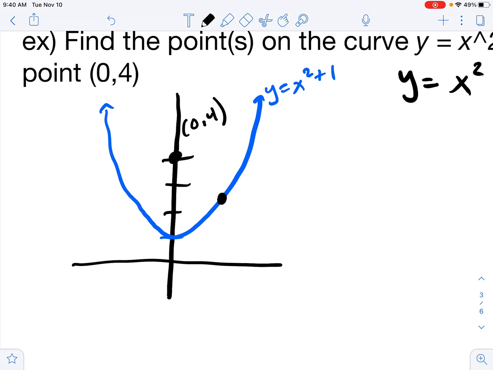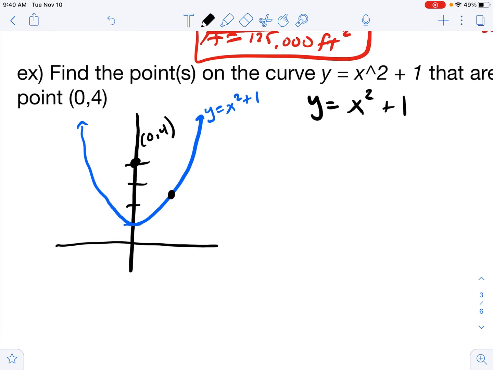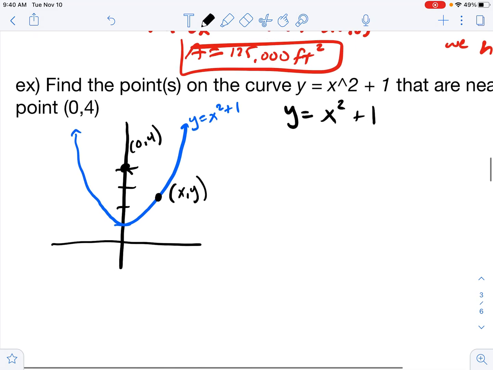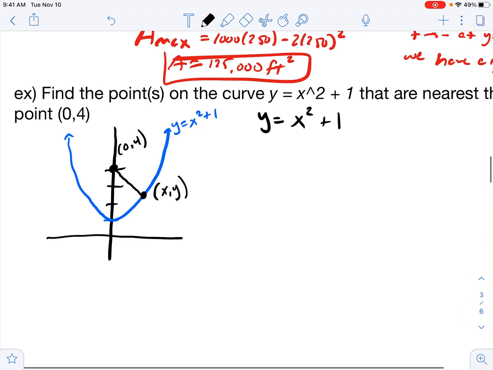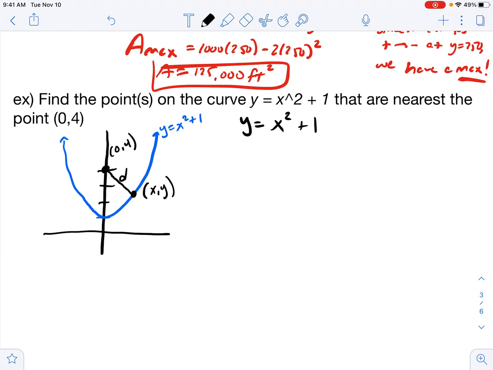So there might be two corresponding points, but look, here's how we're going to work this, okay? I am looking for the point on this curve. We're going to call it an arbitrary point xy. If we want these 2 points to be as close as possible, think about what it is we're minimizing here. We're minimizing the distance. So I'm going to label this D. Okay, so our job is to find the point xy that minimizes the distance between the parabola and that other point, 0, 4.